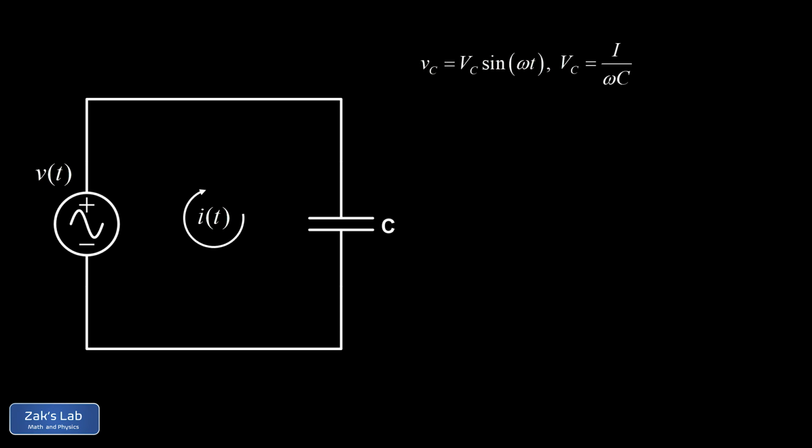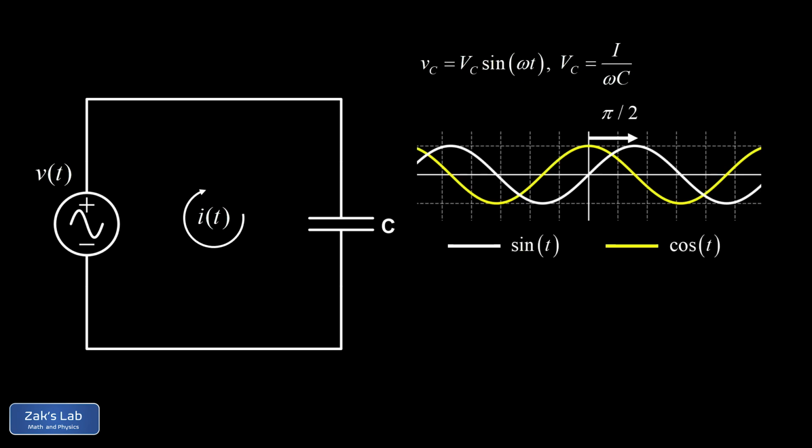Now to make it easier to compare to the original current function, we need to express this in terms of a cosine instead of a sine. You can do this by way of trig identities, or we can take a graphical approach, which is the method that I prefer. So here's a graph of the sine function and the cosine function.